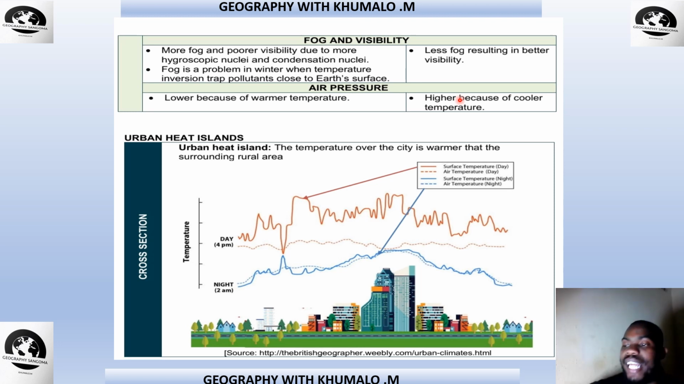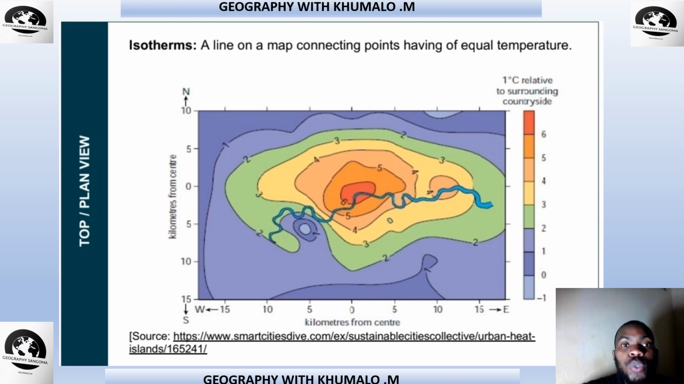Then the other thing that examiners will want you to know is the urban heat island. So what is the urban heat island? That is when the temperature over the city is warmer than the surrounding rural areas. When the temperature over the city is warmer than the surrounding rural areas, we call it an urban heat island.